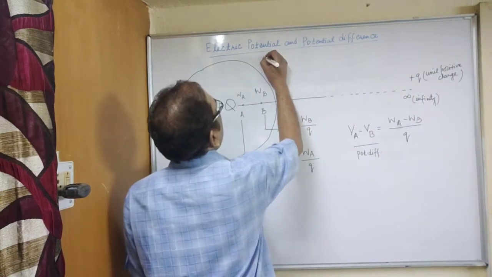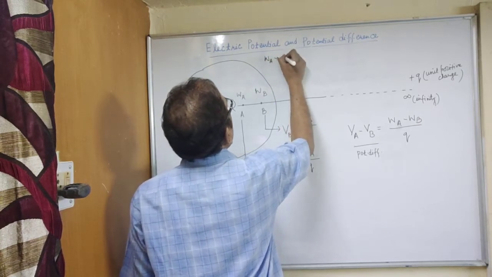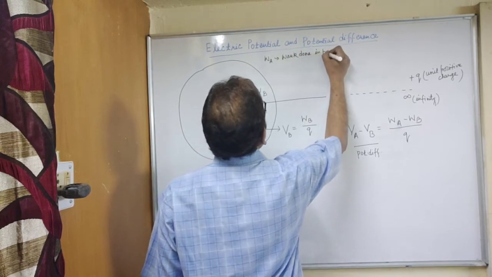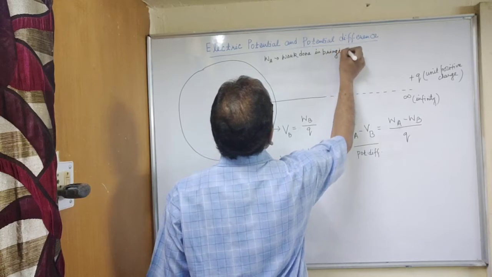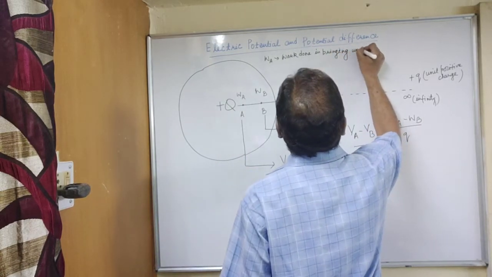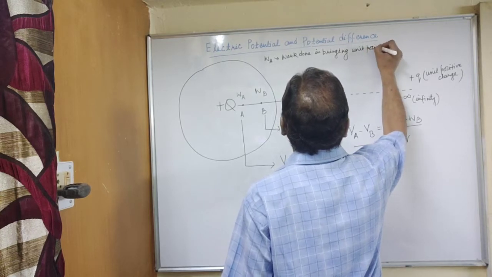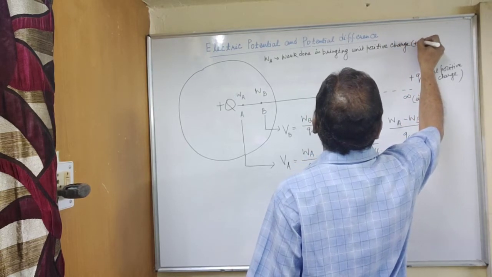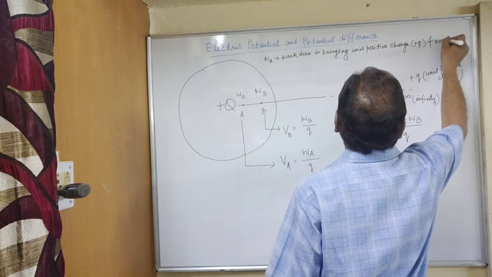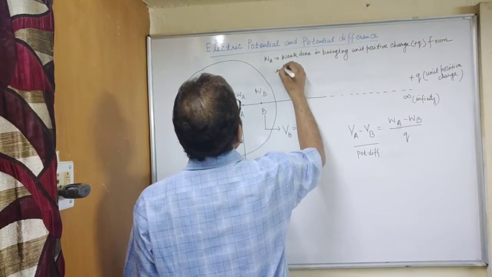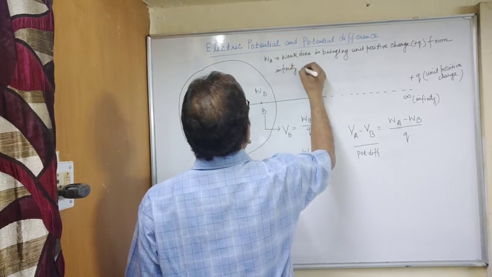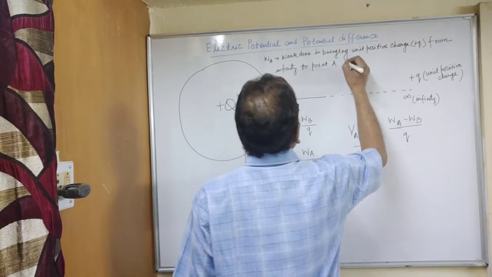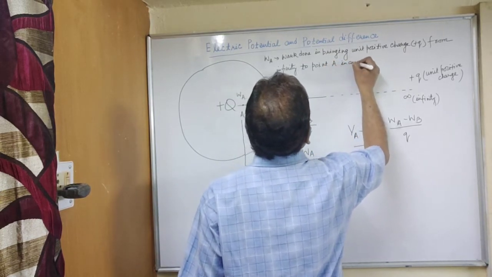Now you can also write WA is the work done in bringing unit positive charge from infinity to point A in an electric field.